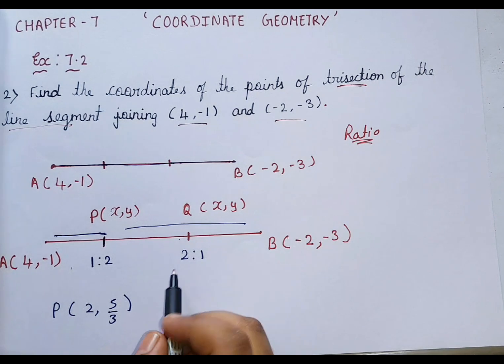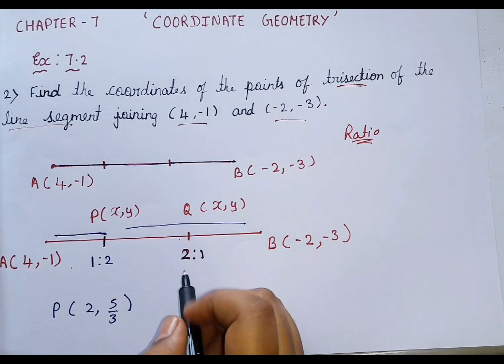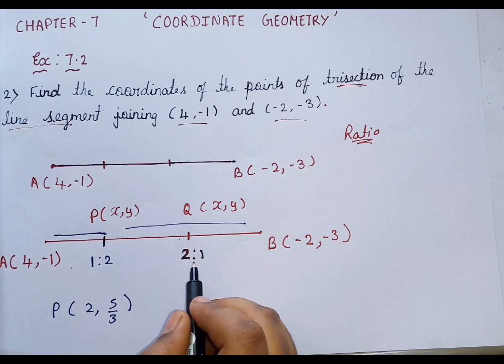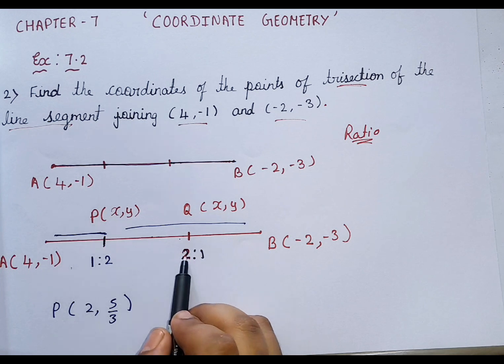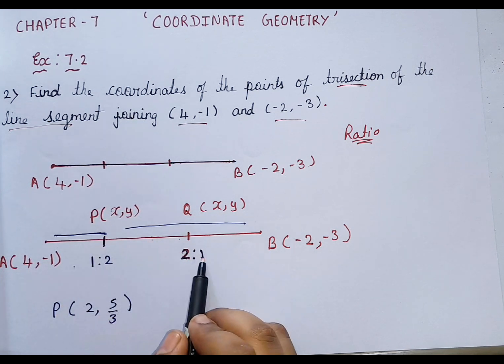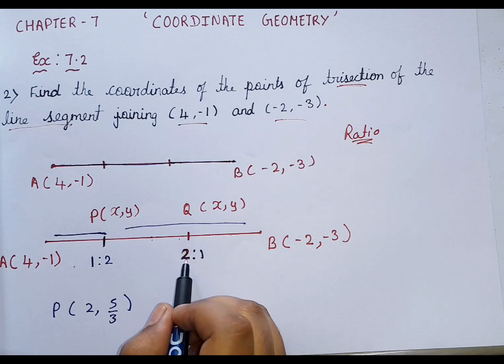Since you guys know, here the ratio is 2:1, isn't it? For Q we took the ratio as 2:1. Why is it 2:1? Because here we have 2 parts and here we have 1 part. 2 is from these 2 parts and 1 is from this part. That's why the ratio for Q is 2:1.